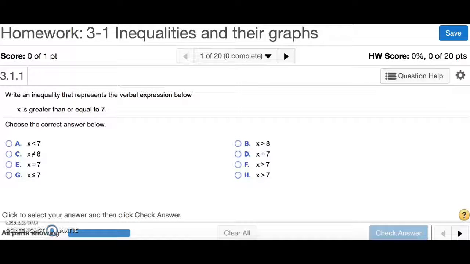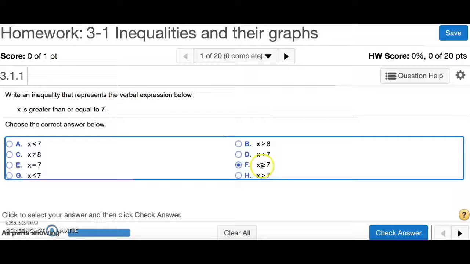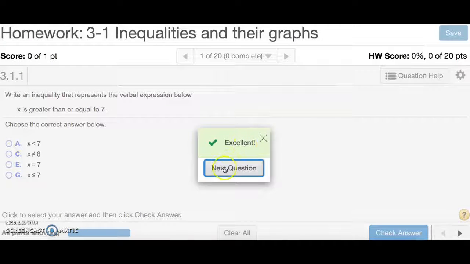Number 1. Write an inequality that represents the verbal expression below. X is greater than or equal to 7. So we're told it's greater than or equal to. Greater than or equal to is when the inequality symbol is pointing to the right, and the equal to means there is a line under that inequality. So that means it is going to be F. Greater than, it's pointing toward the right with the line under it for 7. So X is greater than or equal to 7. And that's number 1.